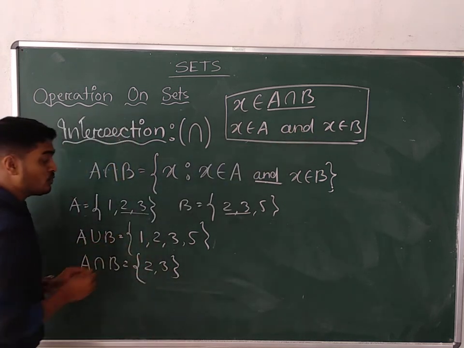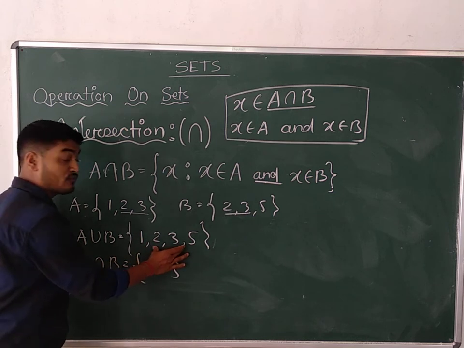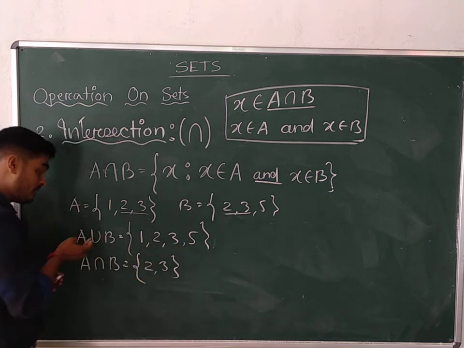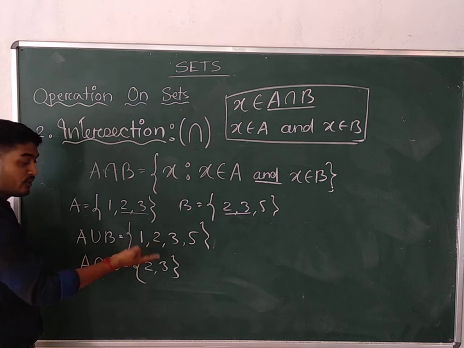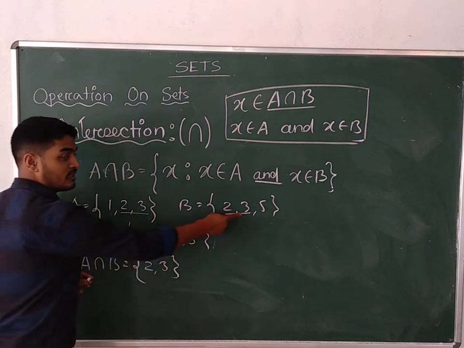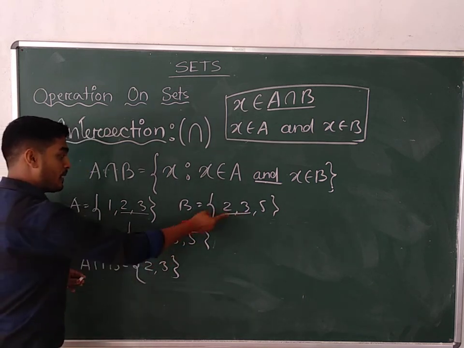But in case of union, what do you get? If you consider any element from the union, this element may be from A or maybe from B. For example, 5 is from B. 3 is from A and B both.